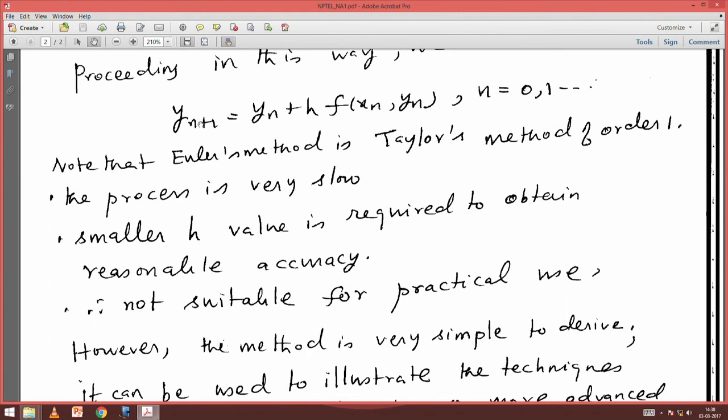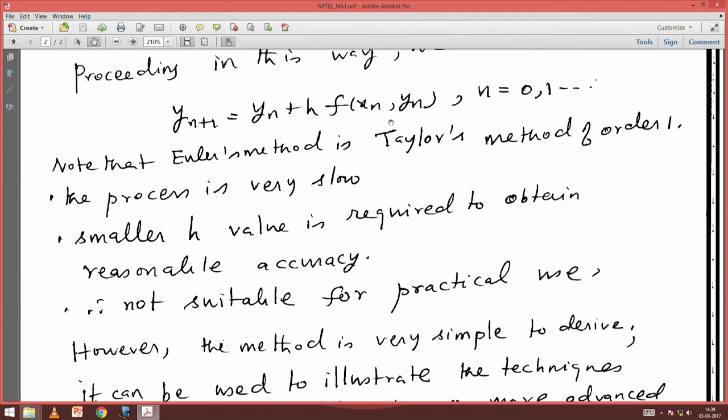So, you end up with the solution at all the points starting from x naught: you got it at x1, then at x2, x3, etc., xn, and now you have gone to the point xn plus 1, at which the solution is given by this.